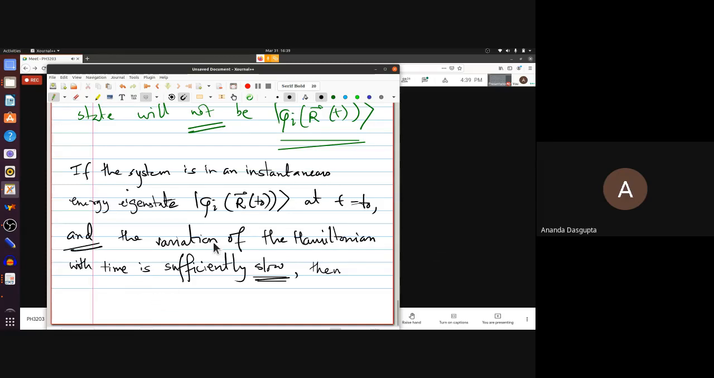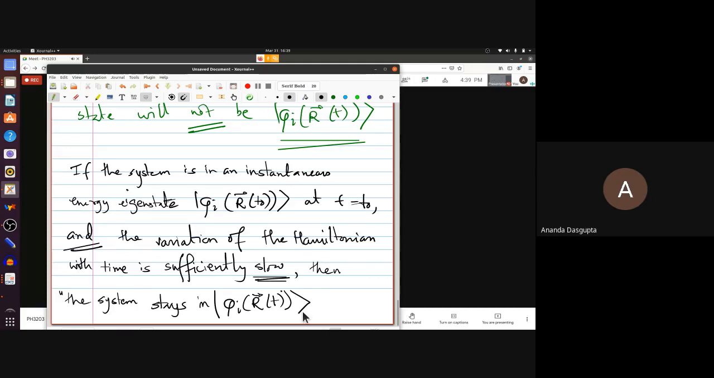okay, then let me make a loose statement now first. Then the loose statement is the system stays in the same instantaneous energy eigenstate. Of course, not that at time t0, but that at time t. So if you were in the ith energy eigenstate at time t0, as time evolves, you stay in the ith energy eigenstate at time t.